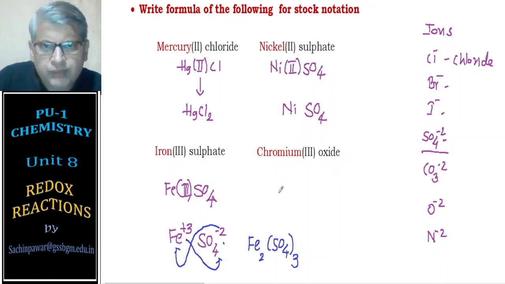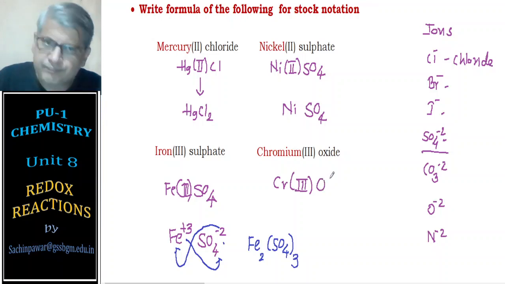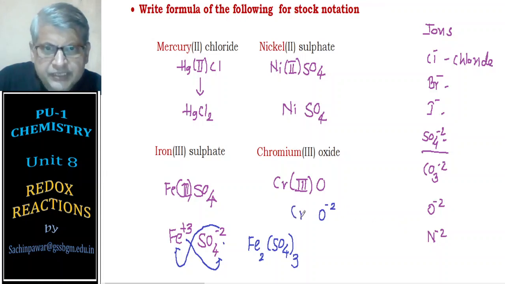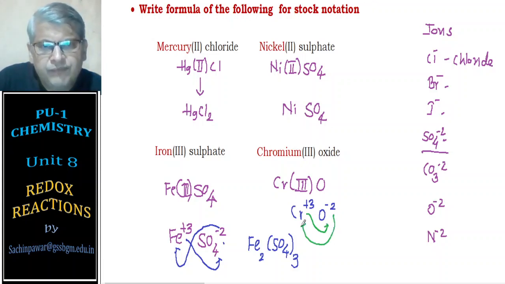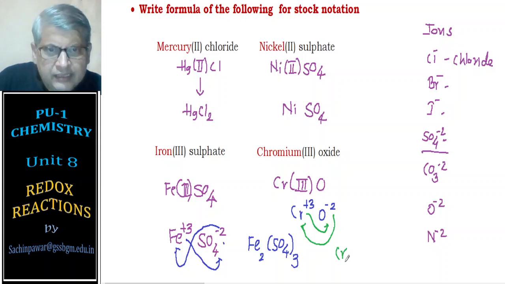Chromium 3 oxide. If I just say chromium 3 oxide, chromium is Cr and this is 3, oxide means O. Now how to write the formula of the compound? You know oxide ion is minus 2. Chromium is in plus 3 state. So I can simply write the formula. To write the formula, the charge of the chromium goes at the bottom of oxygen, the charge of the oxygen goes at the bottom of Cr, and the formula becomes Cr2O3.